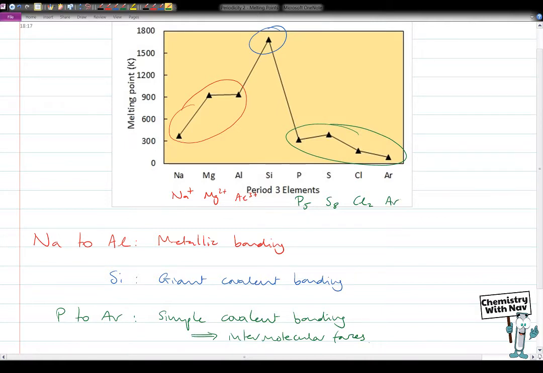So with the slight increase from P4 to S8 in terms of mass of the molecule, then you have an increase in the melting point. But then Cl2 is far smaller, far lighter, therefore the melting point goes down, and argon, monoatomic, it goes down again. So with those last 4, we're just looking at intermolecular forces.